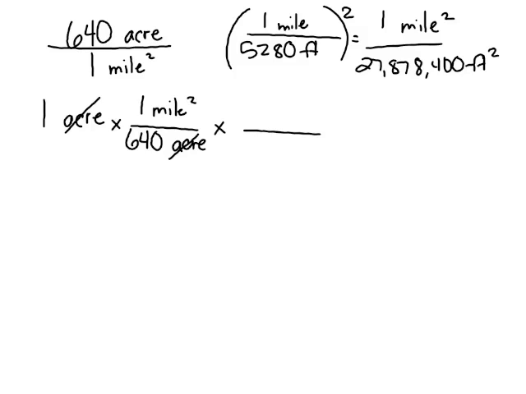Which goes where? 27,878,400 goes on top. Okay, this number will come down and go on top. Mile squared goes on the bottom. So miles cancel. 1 acre equals 27 million divided by 640. So I would take 27,878,400 divided by 640 equals 43,560. And what's my unit? Square feet.